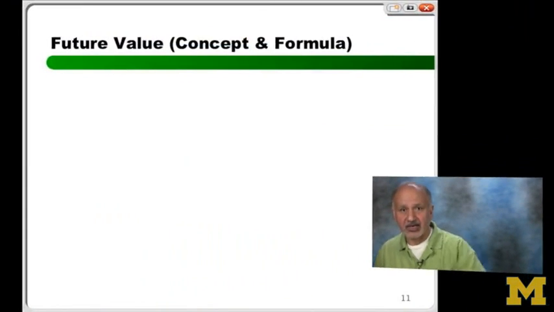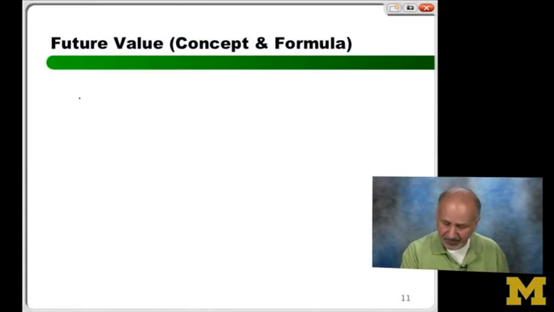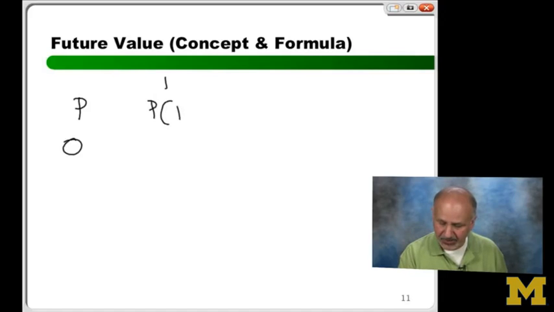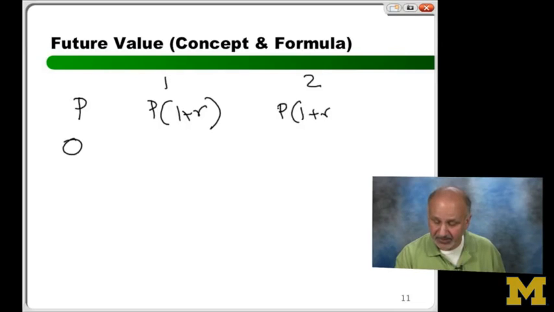So I've given you a sense of the future value of $100 two years from now, and the concept and formula. Let me just repeat one more time so that you can understand. The formula says this: if I have P at time 0, after 1 year it will be P(1+R). After 2 years, what will it be? P(1+R) times (1+R).